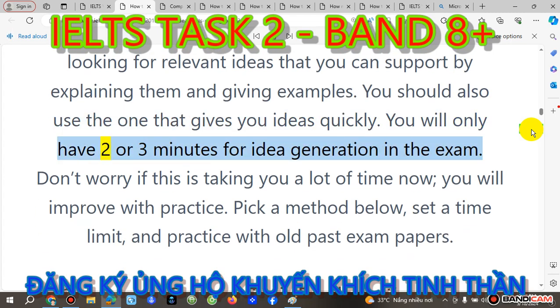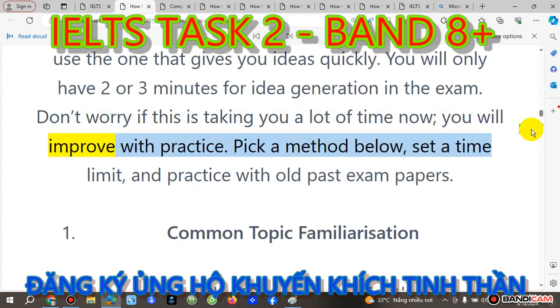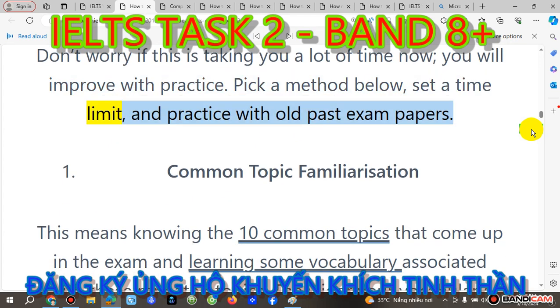You will only have 2 or 3 minutes for idea generation in the exam. Don't worry if this is taking you a lot of time now, you will improve with practice. Pick a method below, set a time limit, and practice with old past exam papers.